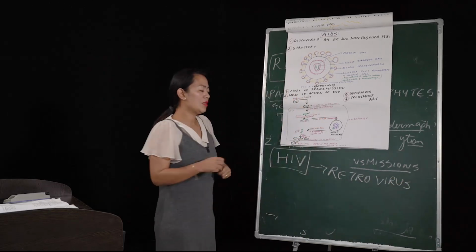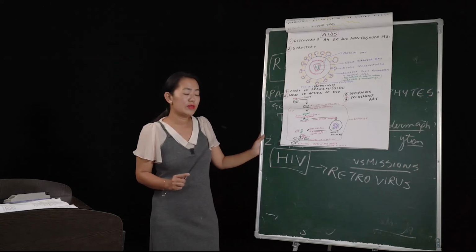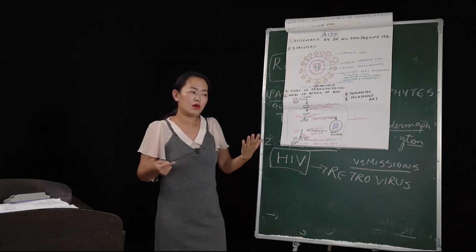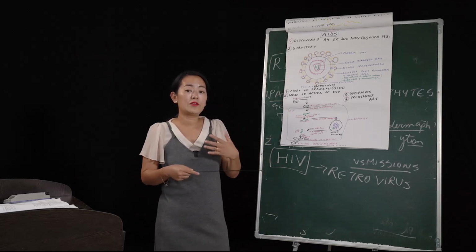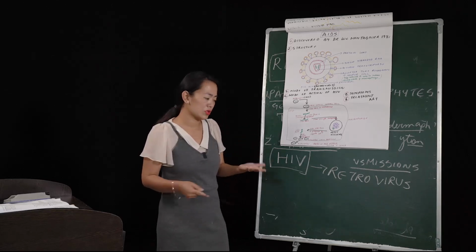Okay, this is called a retrovirus. Viruses are basically very difficult to control. They take their own time, their life cycle is totally different, and it cannot be controlled, okay.